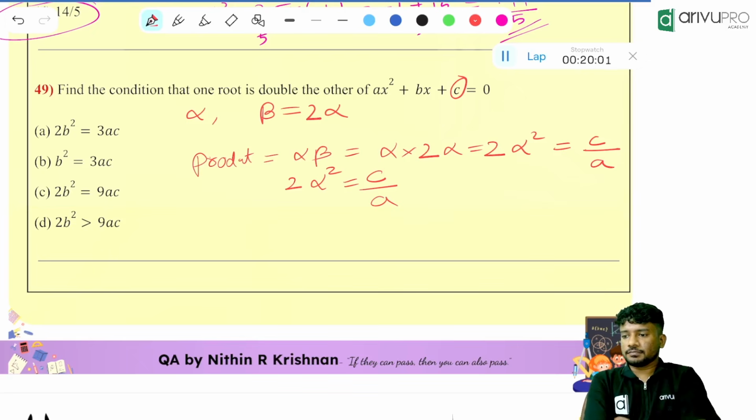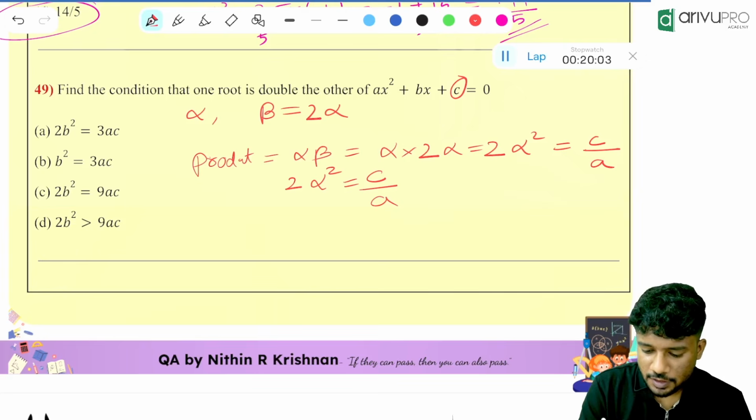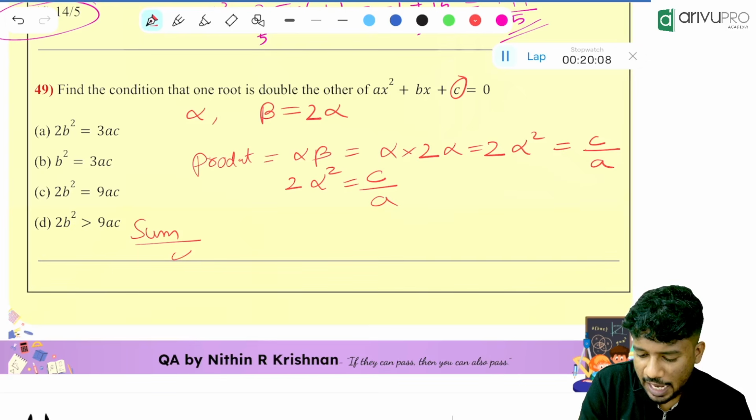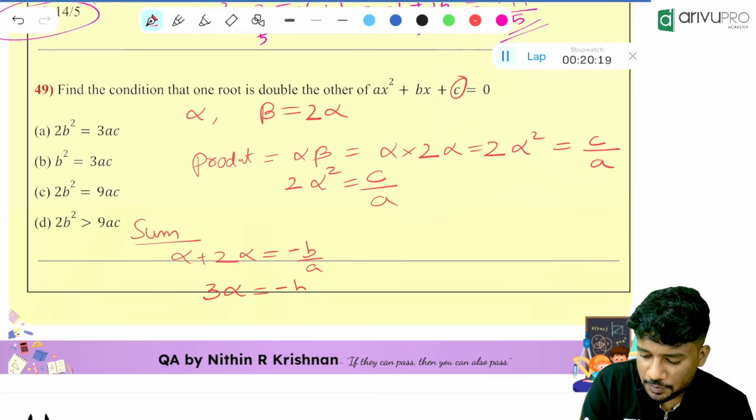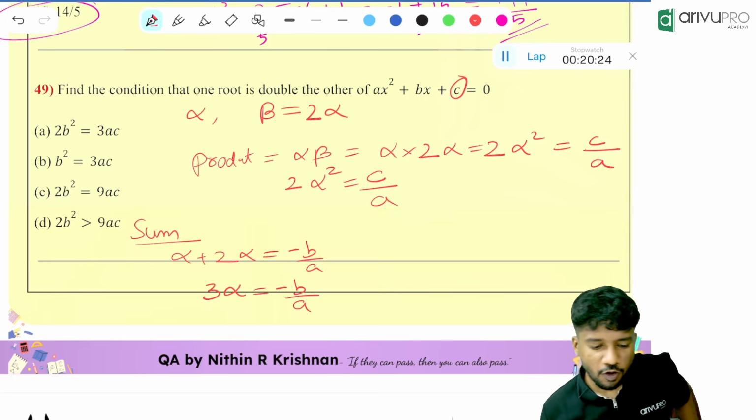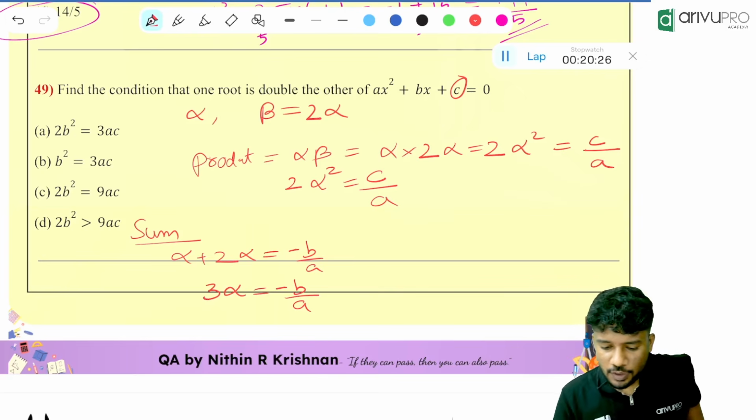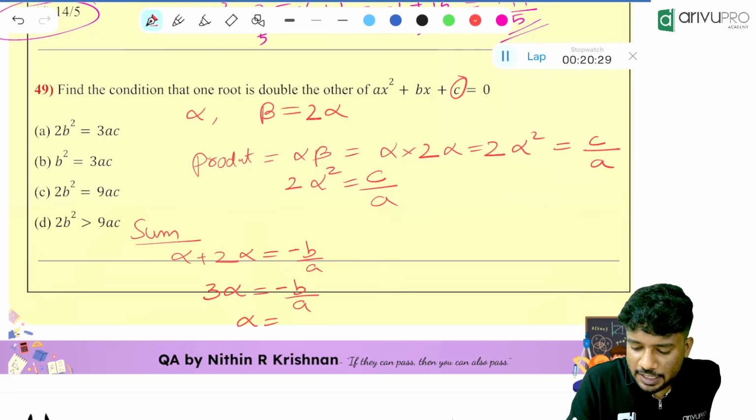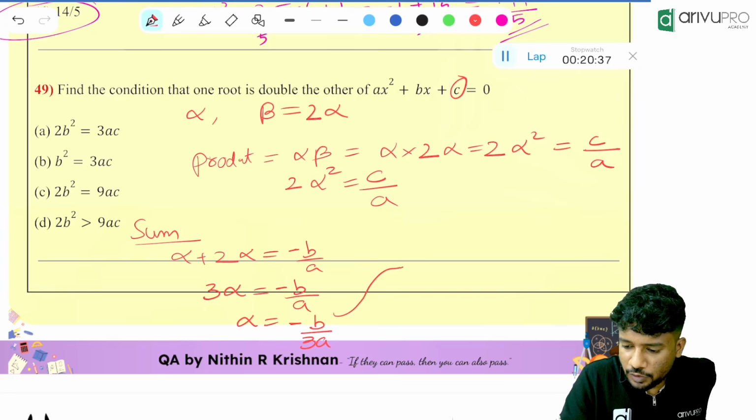Can anyone tell me sum? Sum of the root is how much? Sum is nothing but what? The alpha plus beta. That will become what? Alpha plus 2 alpha is equal to minus b by a. From this, 3 alpha is equal to how much? The minus b divided by a. Okay. We are almost there at the answer. Almost near the answer. Now, alpha is how much, everyone? Can I write it as minus b divided by how much? The 3a.